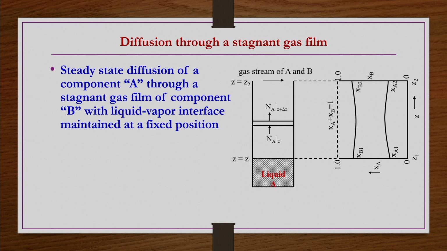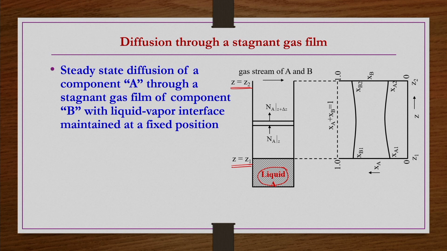So, what do we have? We have a column in which we have a liquid A, and the interface of this liquid is located at Z equals Z1. Above it there is a gas stream into which this liquid is evaporating and diffusing. Obviously this location Z equals Z1 decreases, but for simplicity we take a fixed location, and the top of the column we take as Z equals Z2.